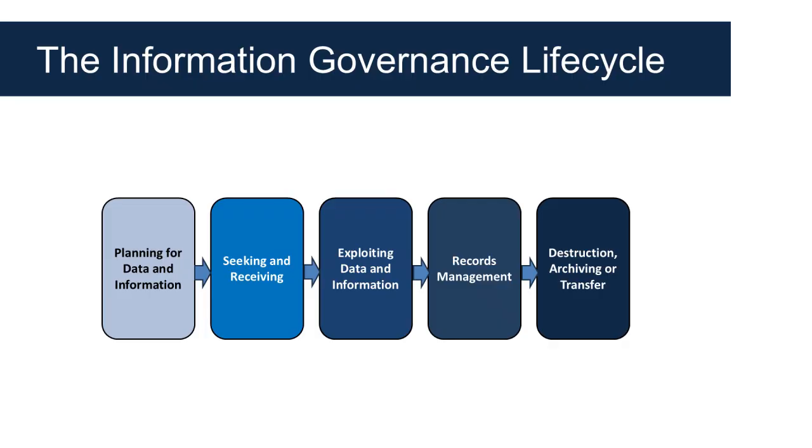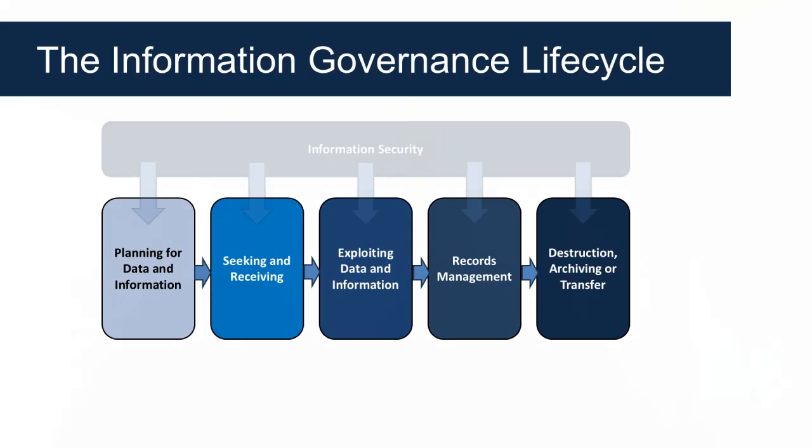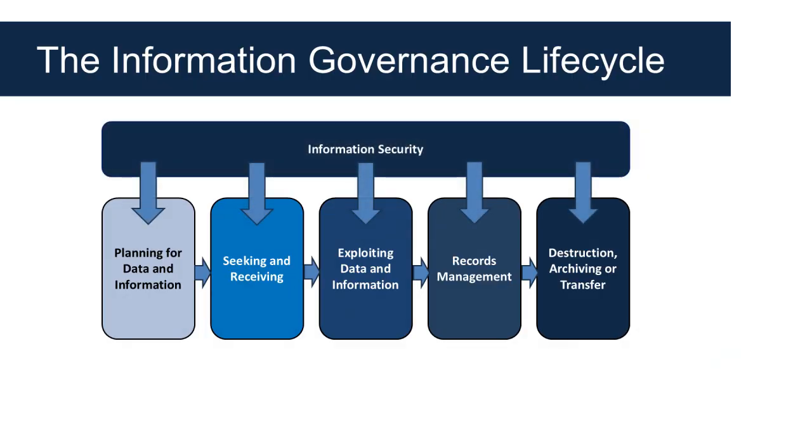There are 2 other elements that are important for the information lifecycle, and they run throughout the lifecycle, so they sort of sit above it. The first is around information security. Throughout the information lifecycle, you need to ensure that the information is kept safe and secure. That means ensuring it isn't accessed by people who shouldn't access it, you don't have a data breach, you're not hacked, that kind of thing.